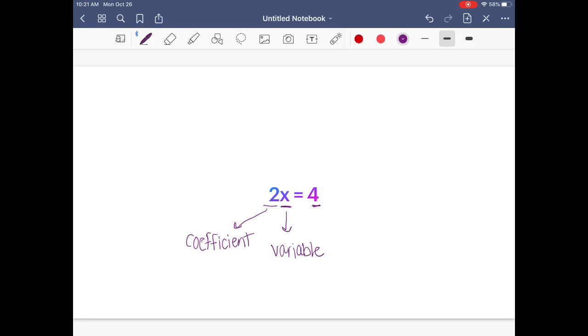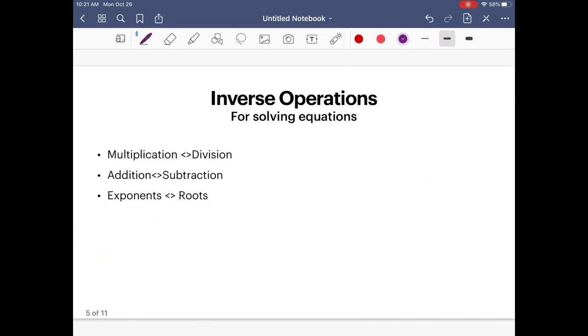And then this number over here, I don't believe we have discussed before, but it's another word that starts with a C. It's called our constant. So it's very important you know those 3 words here because we will be using that vocabulary a lot throughout solving equations as we get more deep into it and get to more complicated examples.